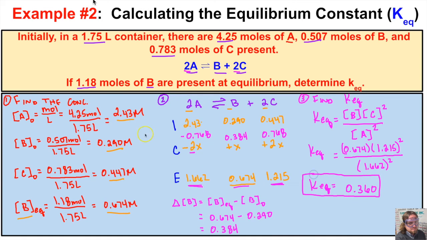So to recap, initially we found the concentrations of these substances based on the values given in the problem. In step 2, what we did is we used an ICE chart to determine the equilibrium concentrations of each substance, and then we plugged those equilibrium concentrations into our equilibrium expression and found KEQ here to be 0.360.